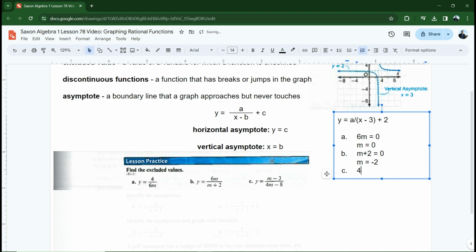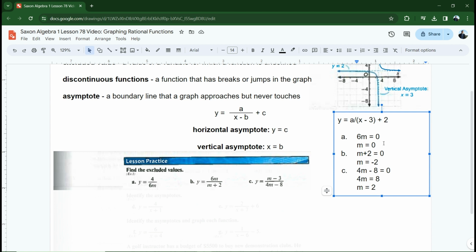All right, and then letter C, I set the denominator equal to 0, and I solve for what m would have to be. So I'm going to add 8 to both sides. 4m equals 8. Divide both sides by 4. m equals 2. That makes this undefined, okay?